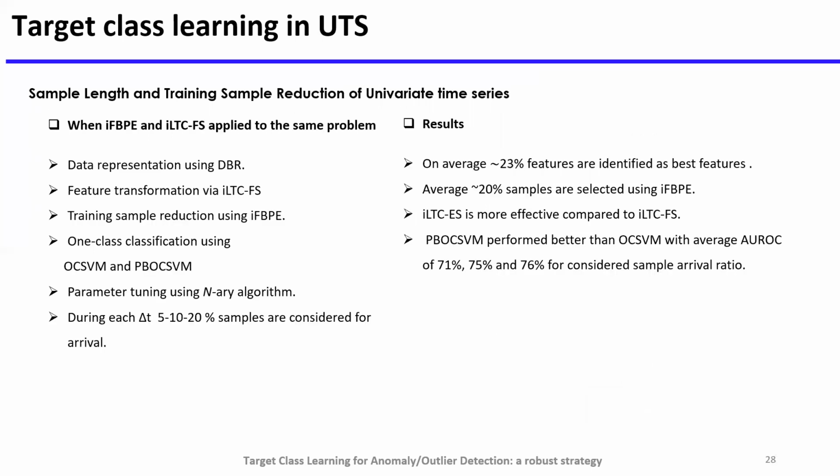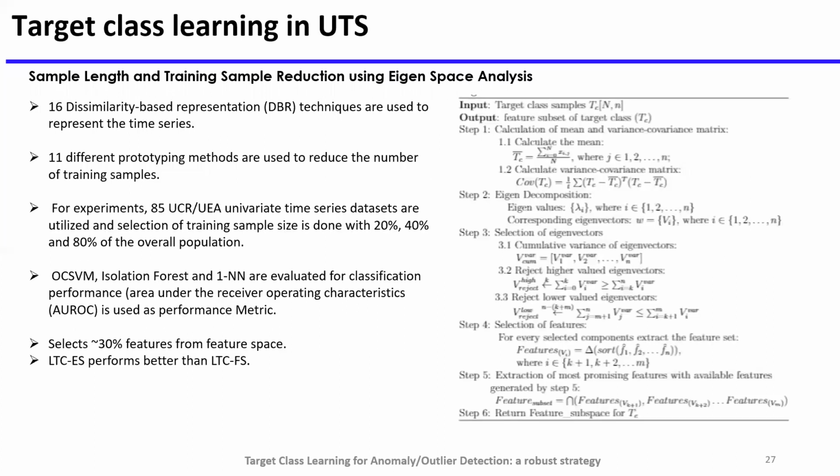And once the incremental version of this sample selection or feature selection has been applied, again, there was a big impact of these variations over the Spark platform. It has been observed that only 23% features were able to represent the target class. At the same time, 20% samples were able to represent the target class on average, because there were 85 datasets. And in the case of the normal one, 30% features were extracted as the feature subset.